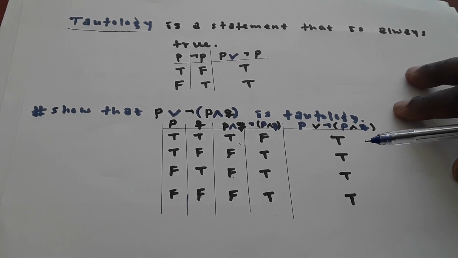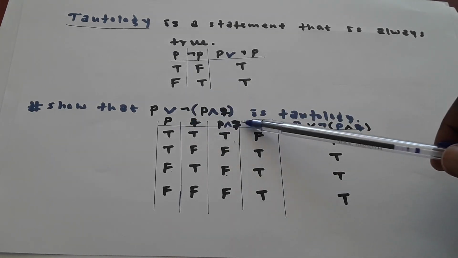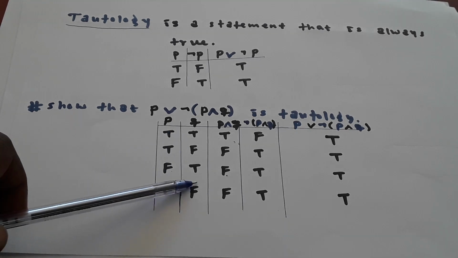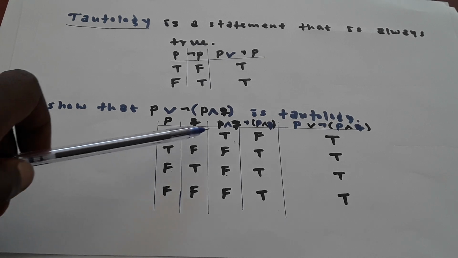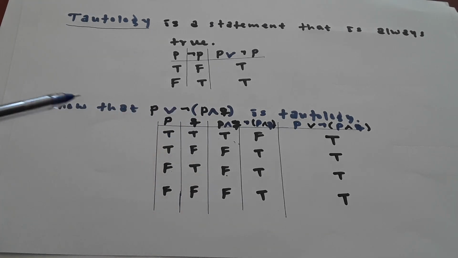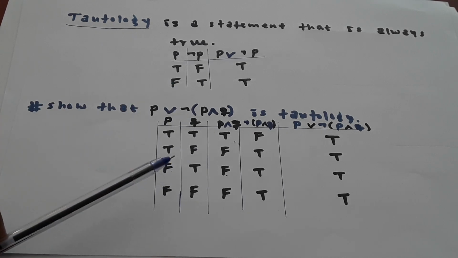Here we can construct the truth table to show that P or negation of P and Q is a tautology. We have P and Q, two propositions, so four possibilities are needed: two true, two false, one true, one false, one true, one false. Then we have P and Q, then negation P, and Q. So five columns are needed during construction of our table.